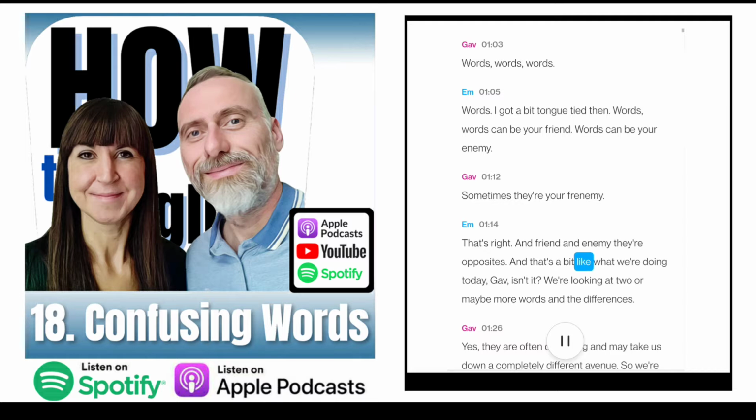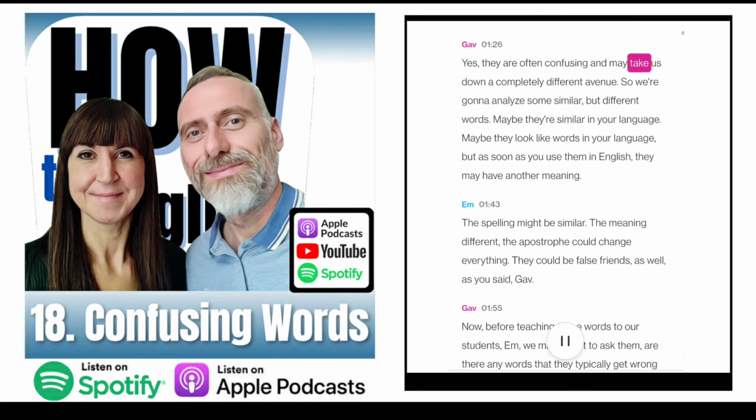And that's a bit like what we're doing today, Gav, isn't it? We're looking at two or maybe more words and the differences. Yes, they are often confusing and may take us down a completely different avenue. So we're going to analyse some similar but different words. Maybe they're similar in your language. Maybe they look like words in your language. But as soon as you use them in English, they may have another meaning. The spelling might be similar, the meaning different. The apostrophe could change everything. They could be false friends as well, as you said, Gav.